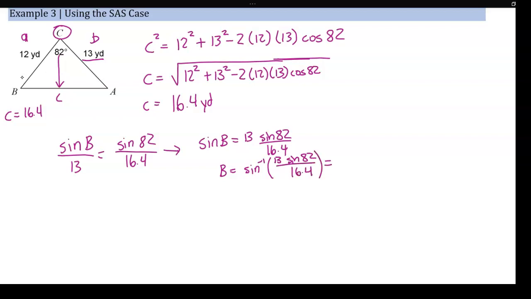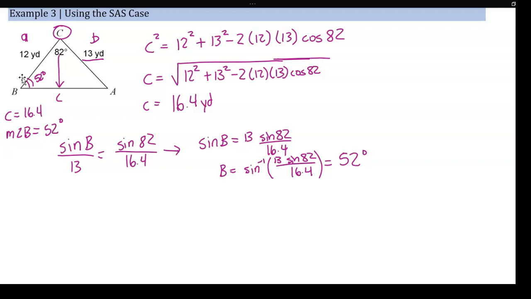So sine inverse of 13 sine 82 divided by 16.4. And that is going to give us 51.7 degrees. So let me make sure, 13 sine 82 divided by 16.4. I get 51.7 degrees. Yep. So we'll say that's 52 degrees. So now angle B is 52 degrees. We'll put the measure of angle B is equal to 52 degrees.